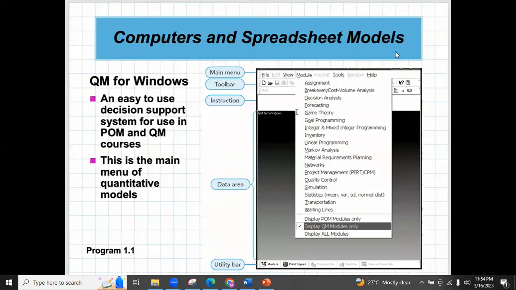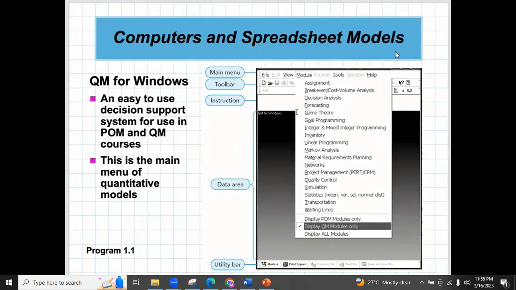In this course, we use a tool that comes along with the book called QM for Windows. This guy from the University of Pittsburgh, I believe, or Carnegie Mellon, I can't remember which one, developed this model and has sold it to Pearson, that they use for this book. We're using an out-of-print book, but we still can access the model and use it.